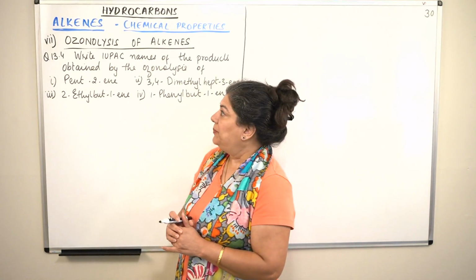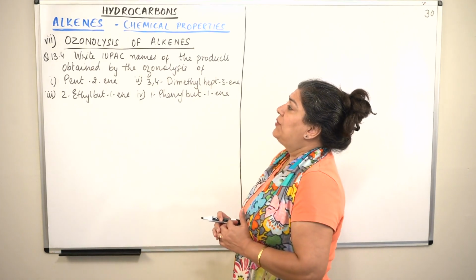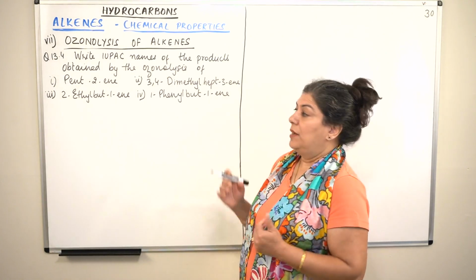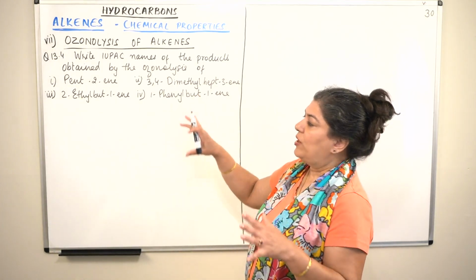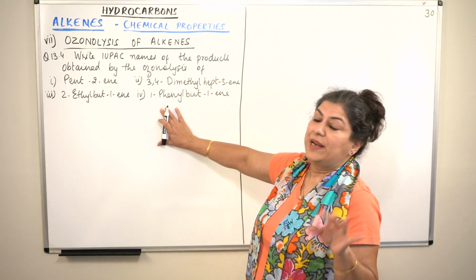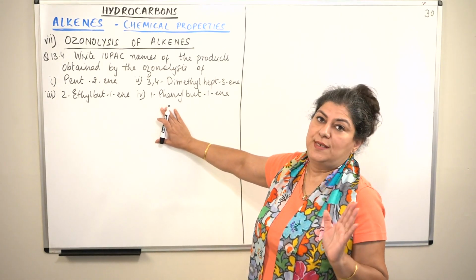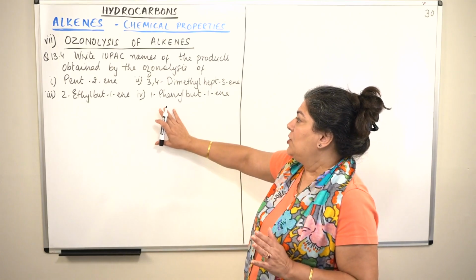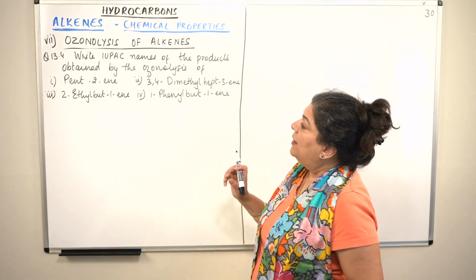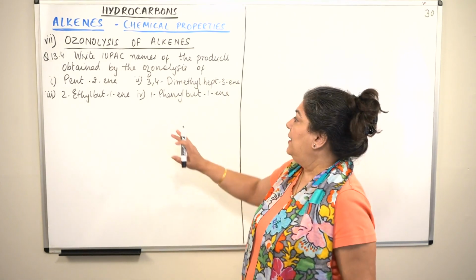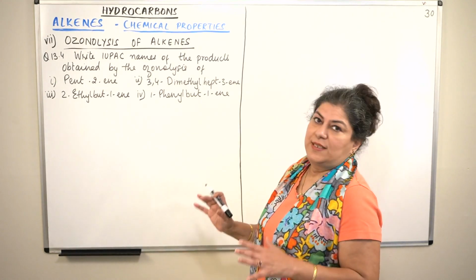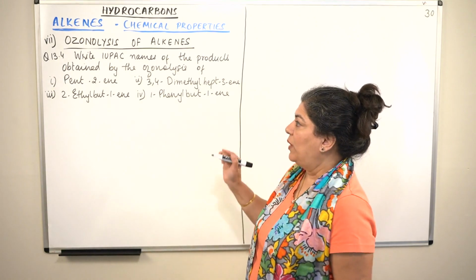The question reads: write the IUPAC names of the products obtained by the ozonolysis of the following compounds. It has 4 compounds and you have to carry out the ozonolysis of these 4 compounds and find out their products and write the IUPAC names of the products obtained. So the 4 compounds are pent-2-ene, 3,4-dimethylhept-3-ene, 2-ethylbut-1-ene and 1-phenylbut-1-ene. So let us now start solving the problems one by one.